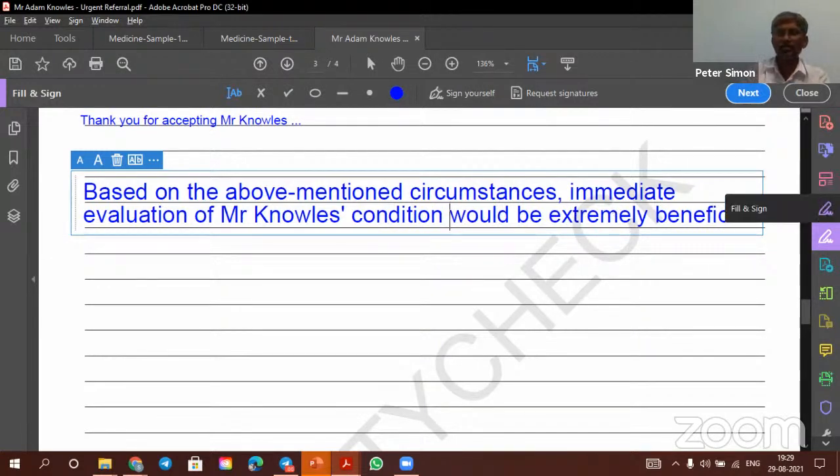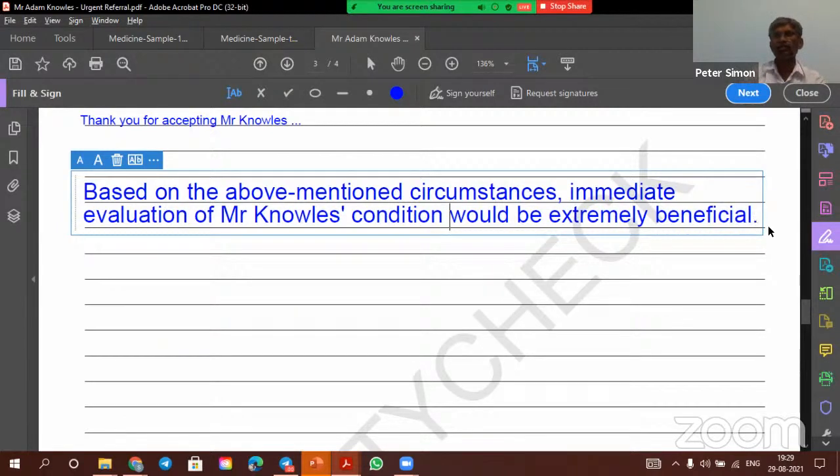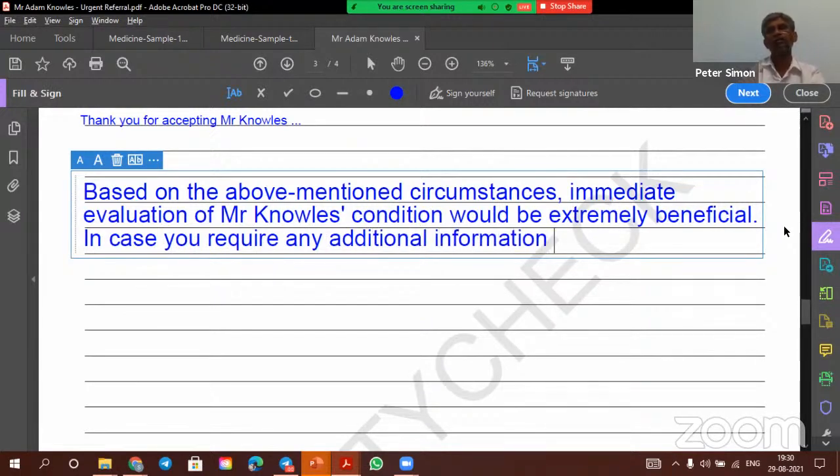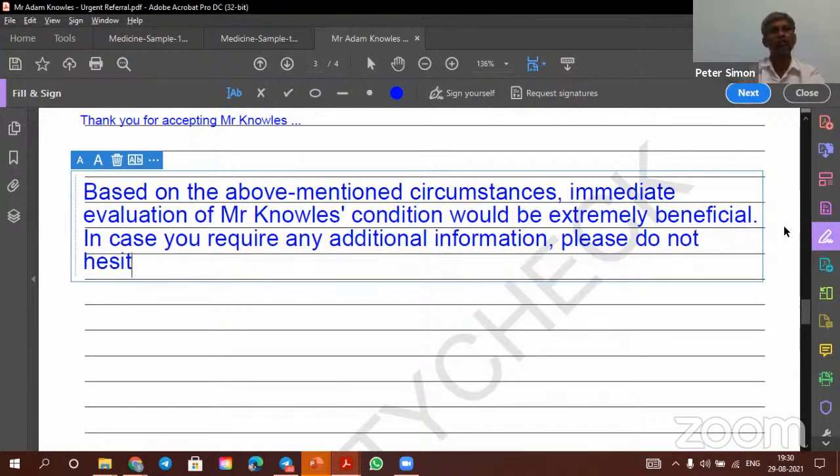Then the second sentence. In the conclusion, two sentences will be there. The second sentence is, in case you require any additional information, please do not hesitate to contact me. Vincent, come, finished.